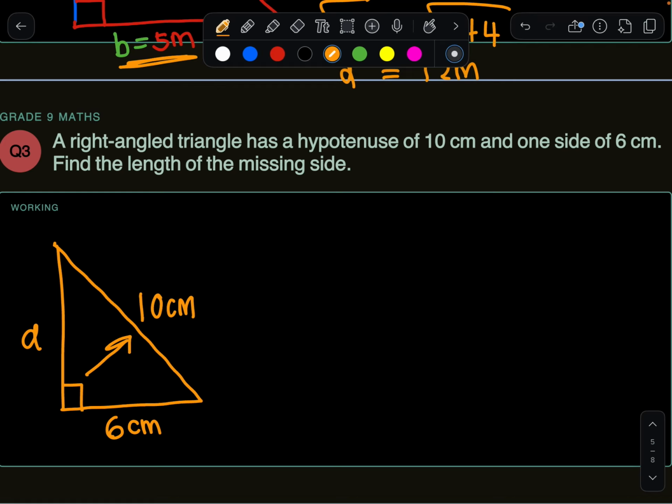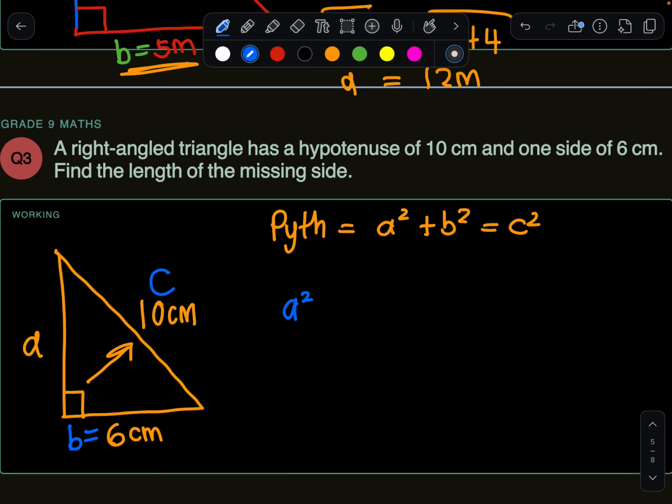Okay, so we know it's Pythagoras. So we know straight away, put your formula down. A squared plus B squared is equal to C squared. In this case, we've got A, C is 10, and B is 6. So we're going to have A squared plus B, which is 6 centimeters squared, is equal to C, which is 10 squared. So A squared plus 36, 6 times 6 is 36, is equal to 100.